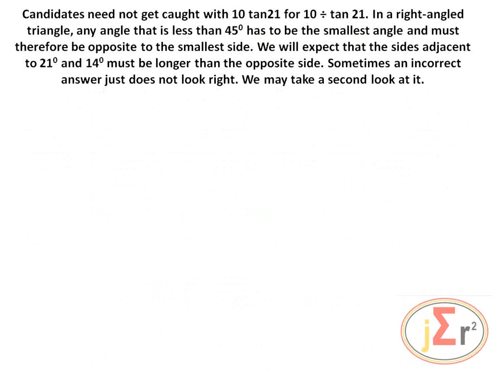Candidates need not get caught with 10 tan 21 for 10 divided by tan 21. In a right angled triangle, any angle that is less than 45 degrees has to be the smallest angle and must therefore be opposite to the smallest side. We will expect that the sides adjacent to 21 degrees and 14 degrees must be longer than the opposite side. Sometimes an incorrect answer just does not look right. We may take a second look at it.